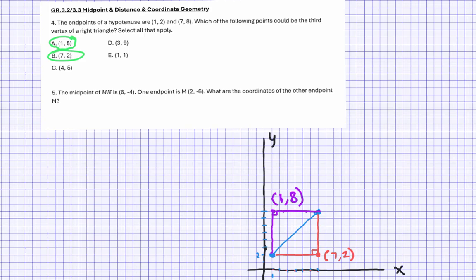Up next, we got the midpoint is this. So it gives me the midpoint. This is weird that they call the endpoint M, so don't get deceived by that. I'm going to draw a picture. What we learned in class is the best way to do this one is to not use the formula, but draw the picture. So it tells me the midpoint is 6, -4. So the coordinates at the midpoint are 6, -4.